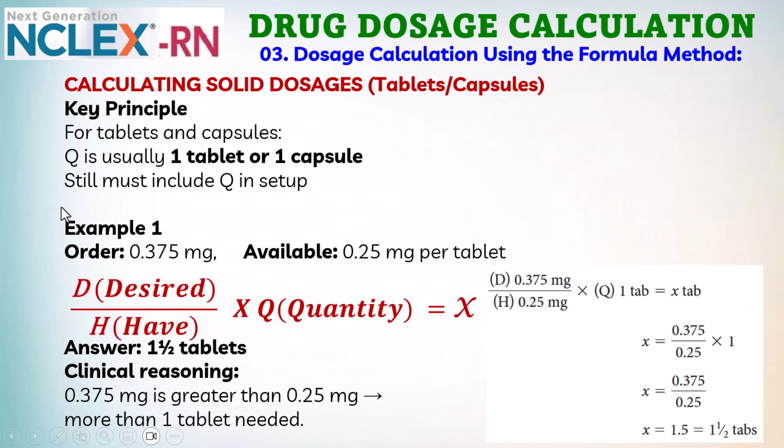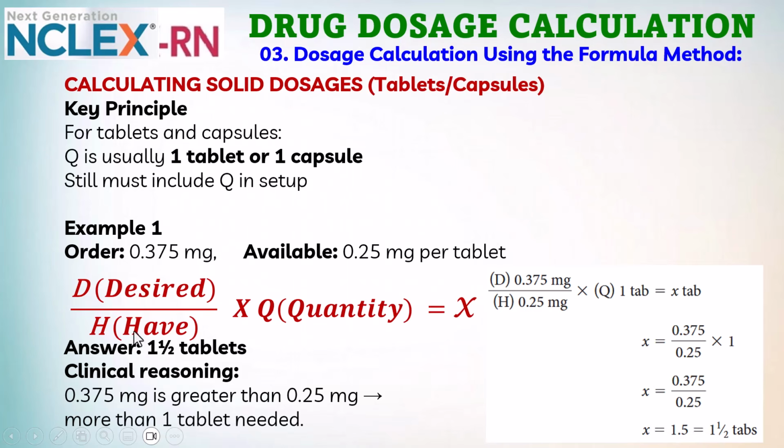So let's look at an example. Order is 0.375 milligram and available is 0.25 milligram per tablet. So first, pause the video and think, will you need more than 1 tablet or less? Since 0.375 milligram is more than 0.25, you will need more than 1 tablet. Now let's use the formula. 0.375 divided by 0.25 times 1 equals X. So the answer will be 1.5, that is 1.5 tablets. So always think before calculating.